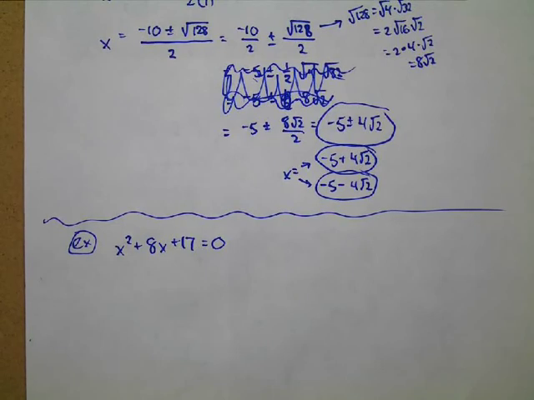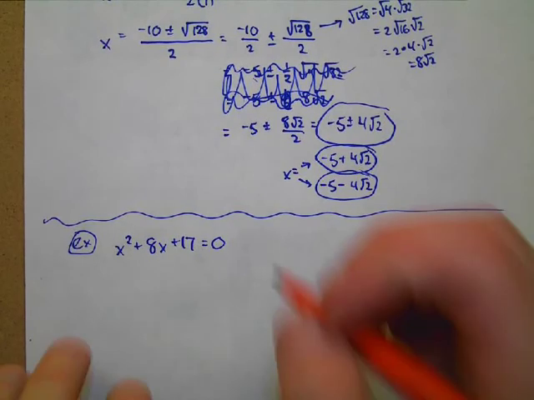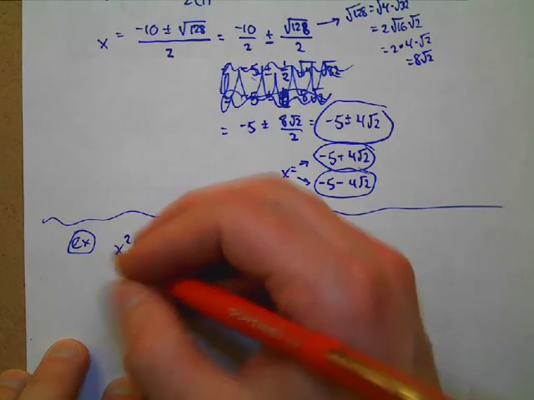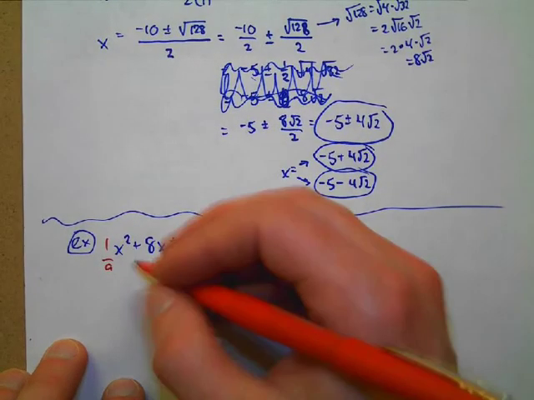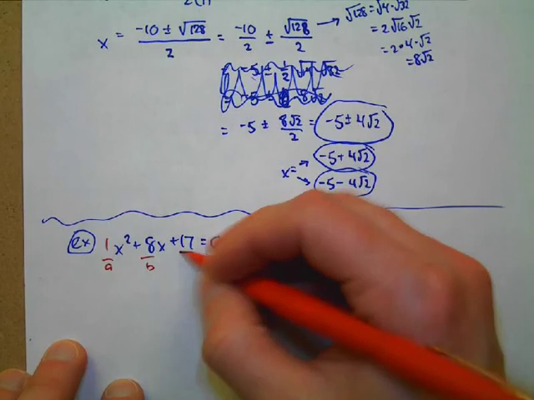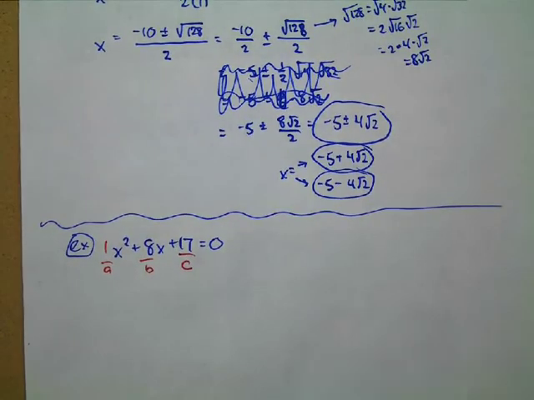So first of all, Matthew, is this in standard form? Yeah. Okay. What is our A, Matthew? 1. A is 1, right? Okay. What's our B, Matthew? 8. What's our C? 17. Okay. Very good.